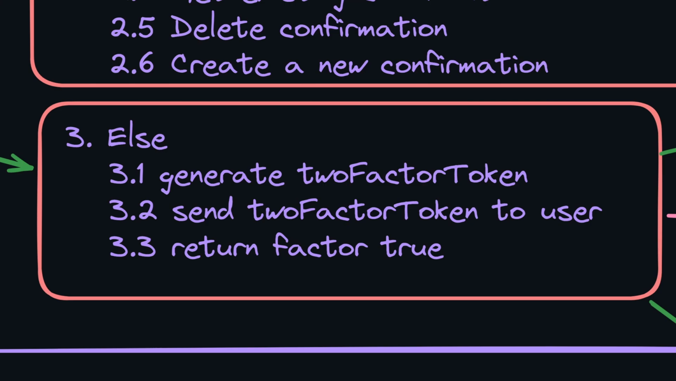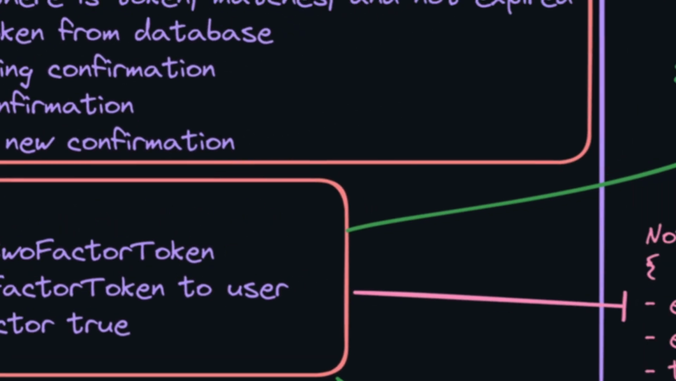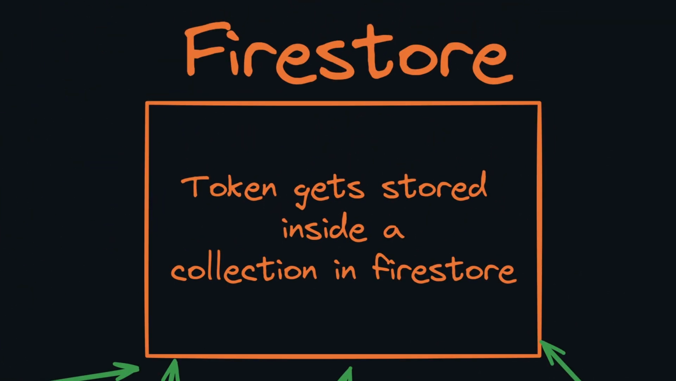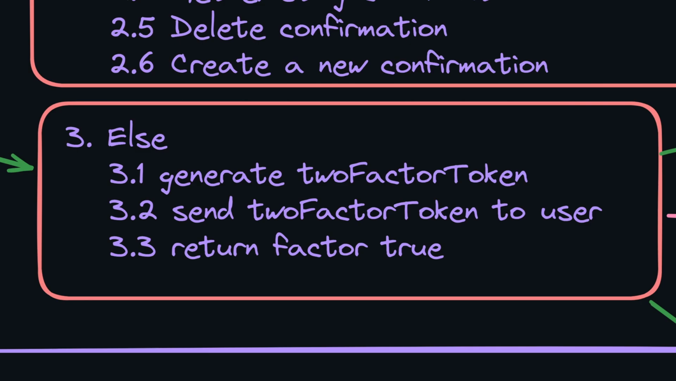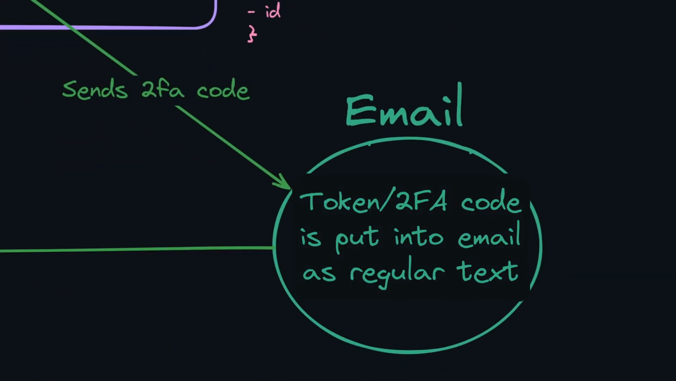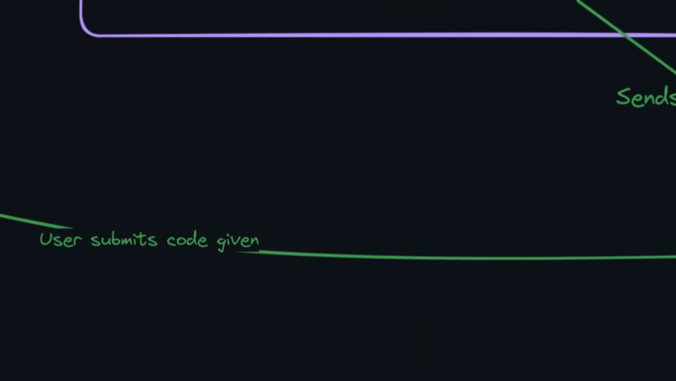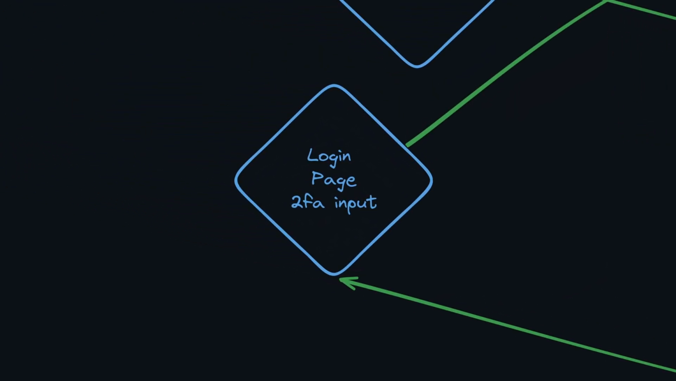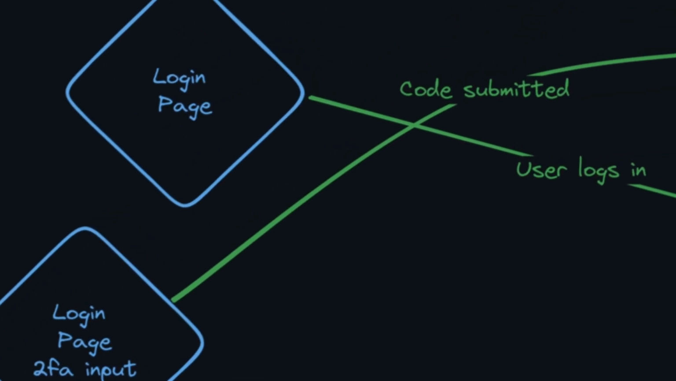Like before with the other tokens, this is from the token.ts file: we generate the token, we send the two-factor token to the user, then we'll just return two-factor as true. So once again, similar setup, we send the token to the database, to Firestore, and then we send the email, the 2FA code that's created, to the user's email, and then they will take that code they've been given to submit it. They'll go back to the login page, with the login page now looking different, with the 2FA input, not the past email and password, and then they'll submit the code.